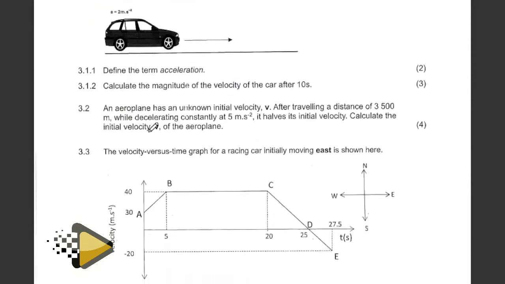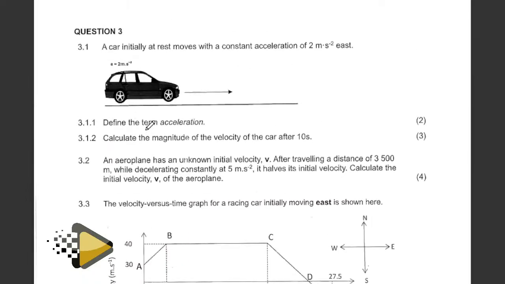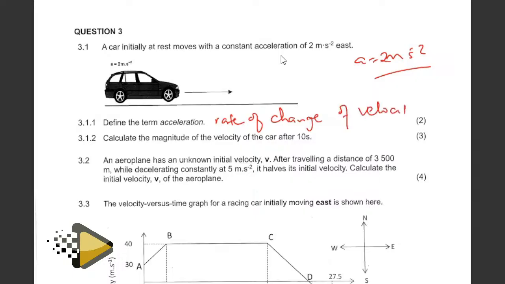Then question number 3. A car initially at rest moves with a constant acceleration of 2 meters per second squared. Then define the term acceleration. So acceleration is just the rate of change of displacement. Did I say displacement? No, it's velocity, sorry. Rate of change of velocity. It's velocity that is the rate of change of displacement. So the rate of change of velocity is the acceleration.